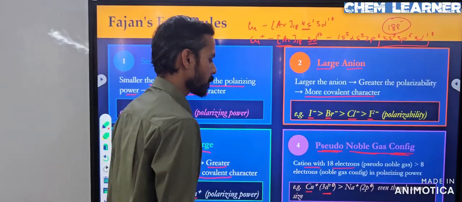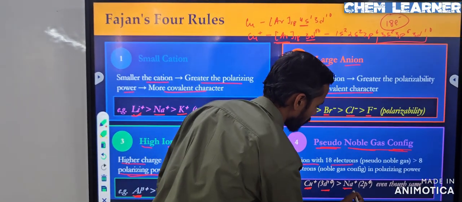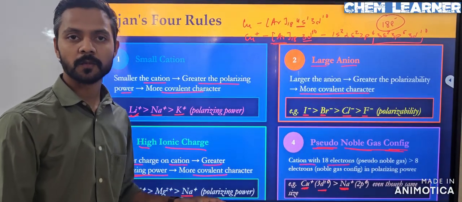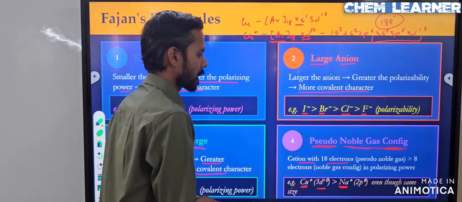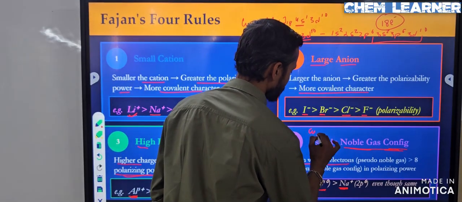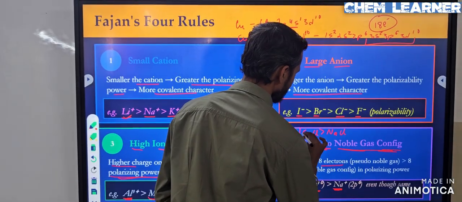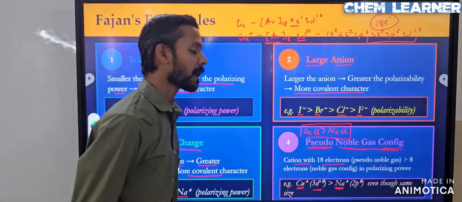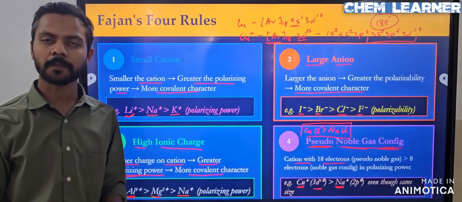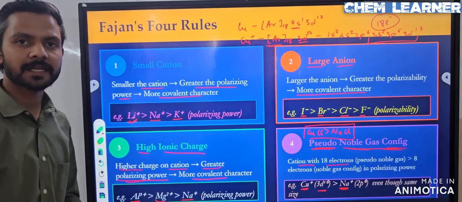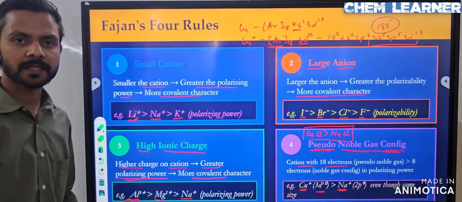So if we compare the polarizing power of Cu+ and Na+, then we see that Cu+ has more polarizing power. So what is the example? Basically, if we take the example of CuCl and NaCl, then we can simply say that CuCl has more covalent character in comparison to NaCl. So these are the 4 rules of Fajan's basically. Now we are moving to the next slide.